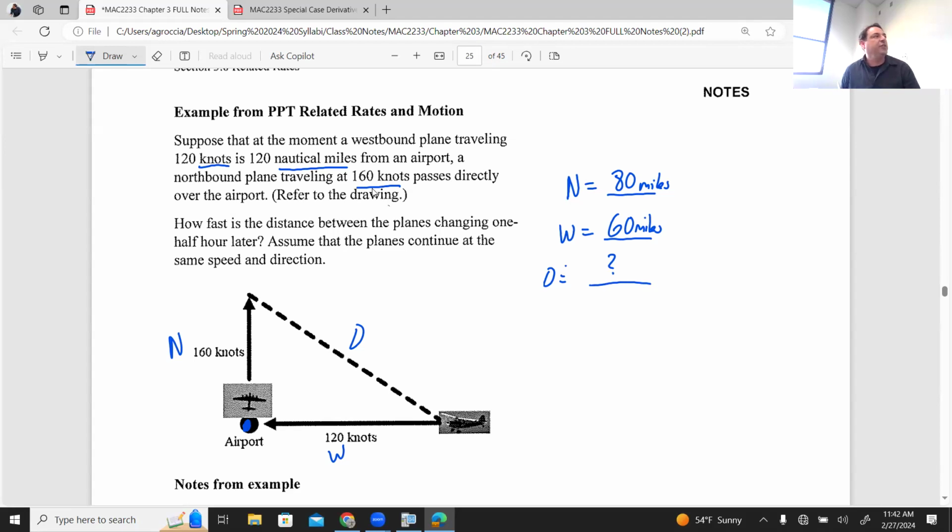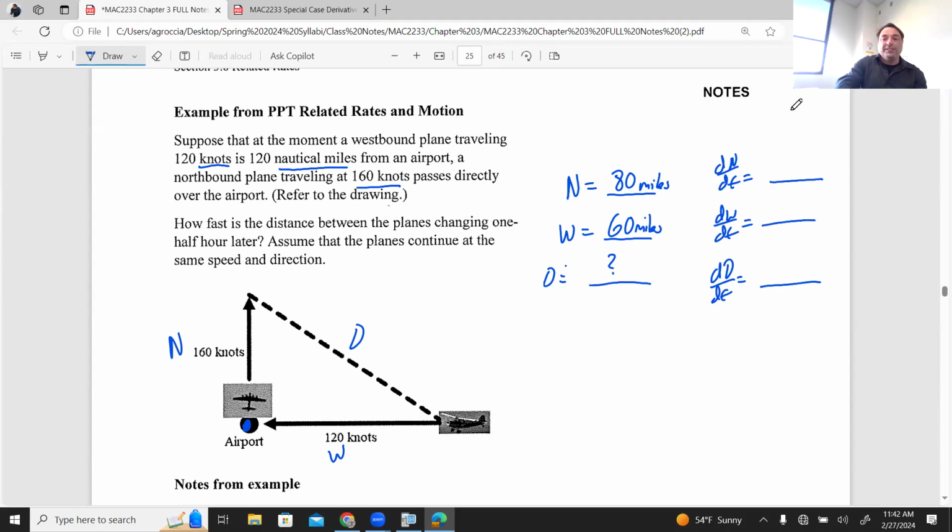It's not given to us in the first paragraph. Okay? Then we have all these speeds going on. So we have dN over dt, dw over dt, and dd over dt. So not only do we have three distances, we have three speeds.